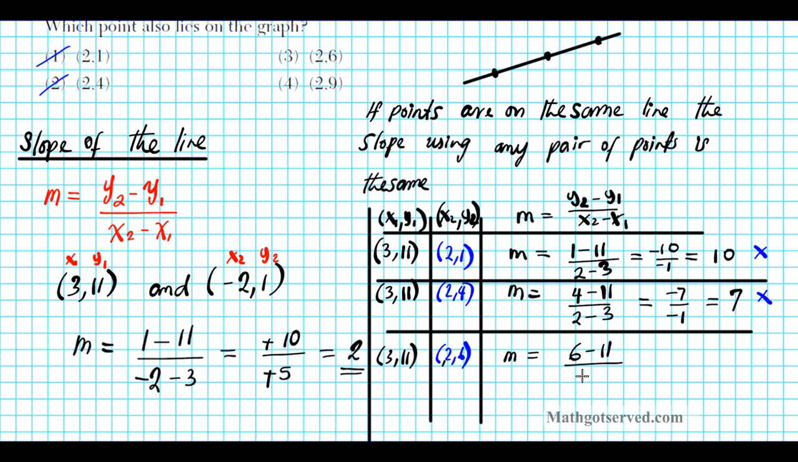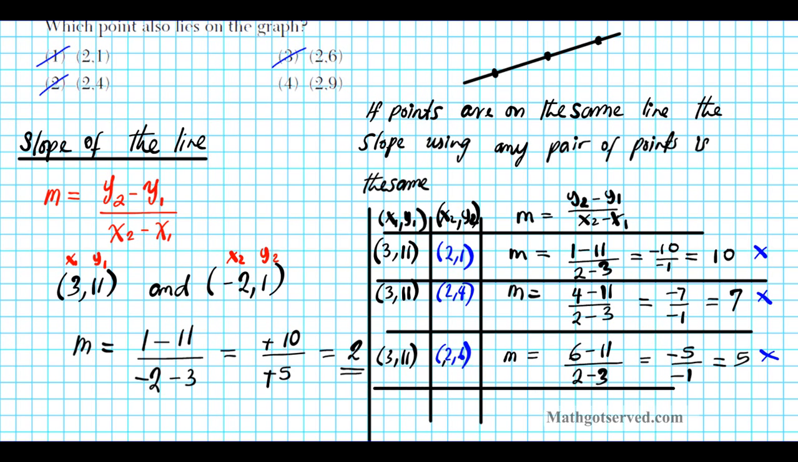So x2 is 2 minus x1. 6 minus 11 is negative 5. That's always negative 1. Negative 5 over negative 1 is 5. What does this mean? This means that this point is not on the line because the slope is not 2. So option 3 is wrong. We can see by elimination that our answer should be option 4.